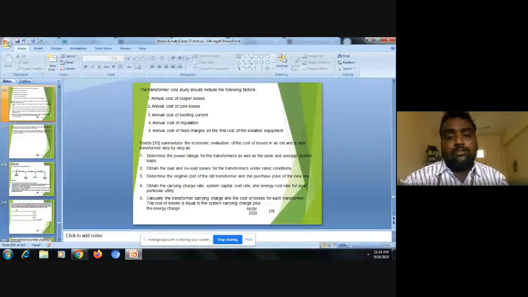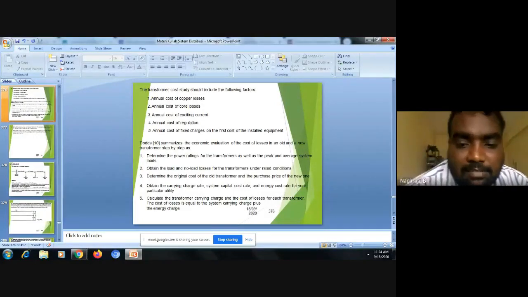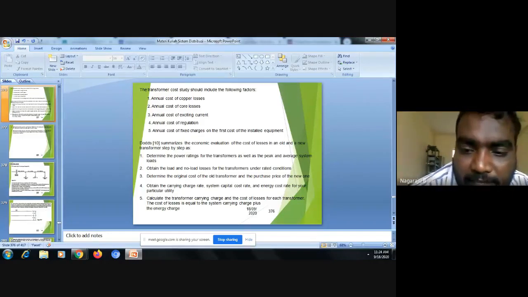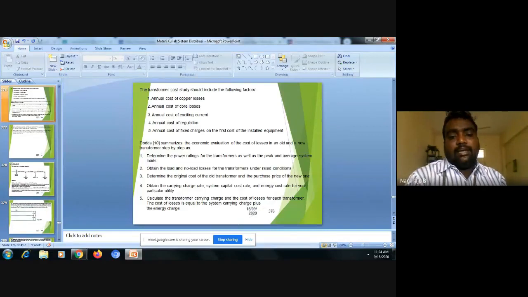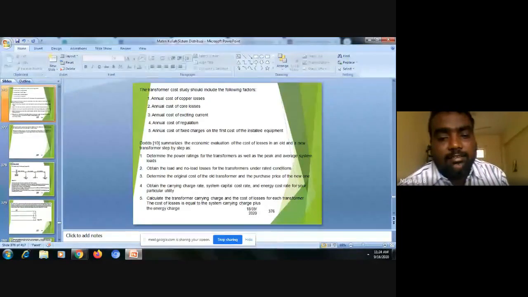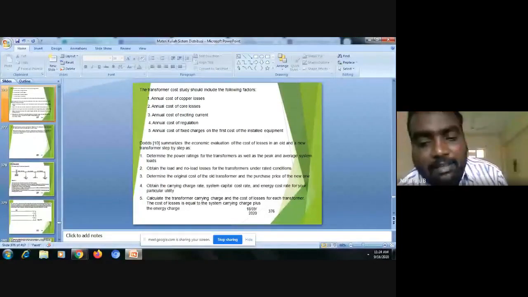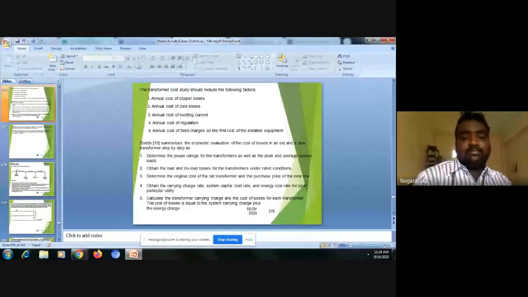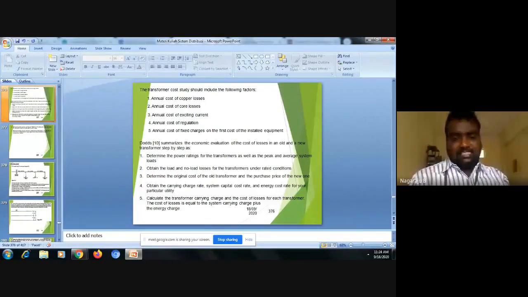So determine the original cost of the old transformer and the purchase price of the new one. Okay, and obtain the carrying charge rate, system capital cost rate, and energy cost rate for your particular utility. Okay, calculate the transformer carrying charge and cost of the losses for each transformer, where the cost of the losses is equal to the system carrying charges plus energy charge. Okay, this is the economical evaluation you need to do.